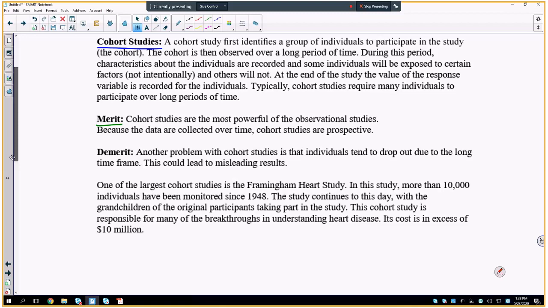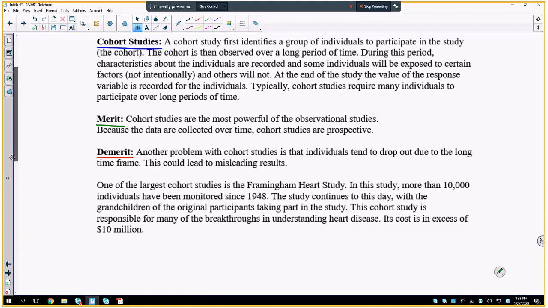On the other hand, the downside to this is that individuals might drop out of the study. So you might be collecting information about them at first, but then they can't complete the study for some reason or another. And they are likely very expensive to perform. So this could lead to misleading results if you're losing people during the course of the study.